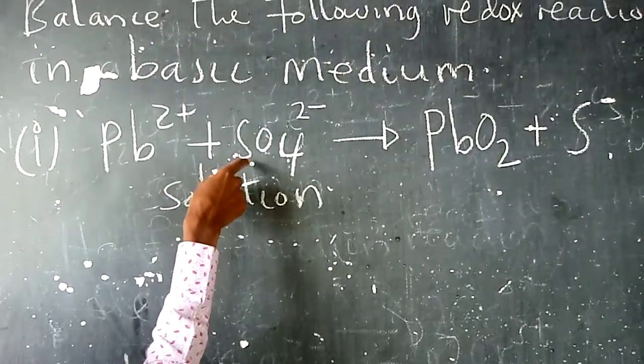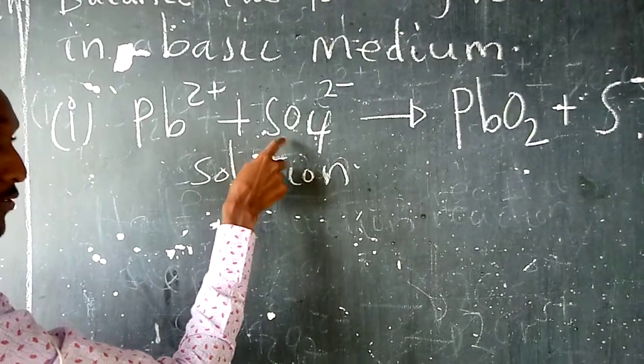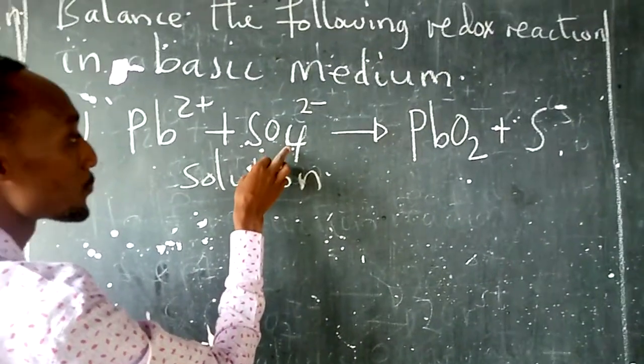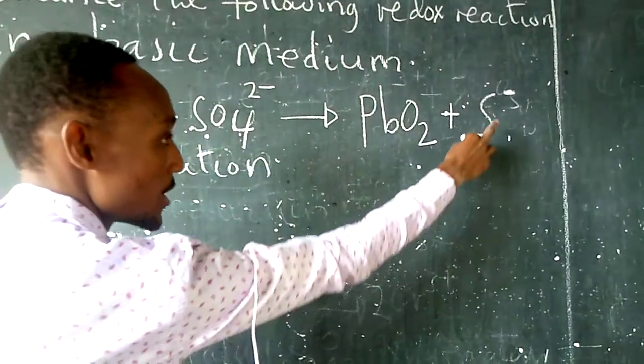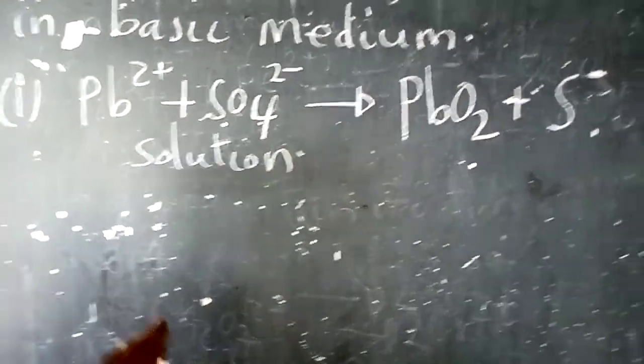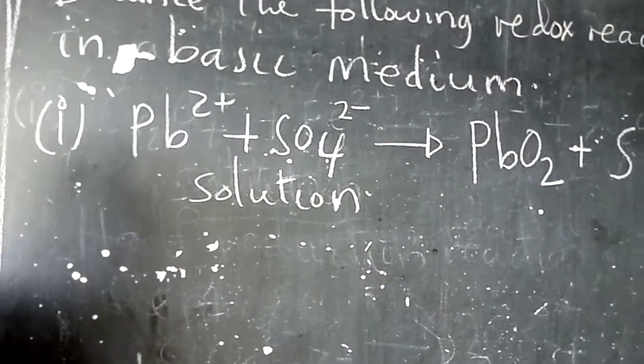The same applies when you find the oxidation state for sulfur here. It decreased from positive 6 to negative 1. Now this undergoes reduction. So this equation is a redox reaction, and we are going to balance it in basic medium.